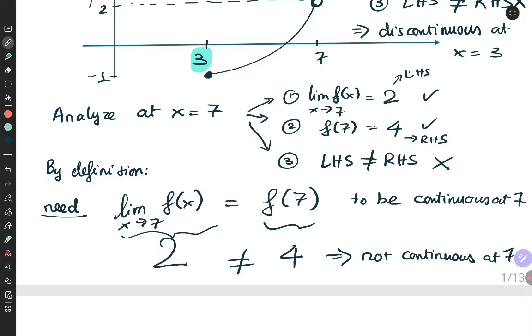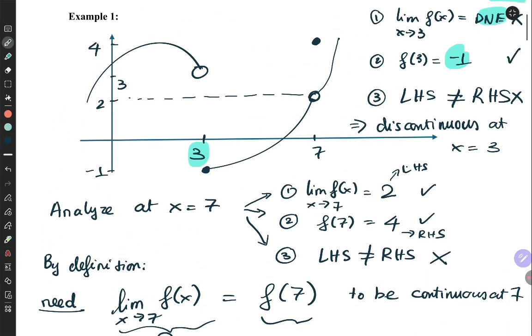Okay, you can also write it this way. Of course, you can also write it this way. But usually I break it down into 3 conditions so that it's easier to analyze. Yes, you can write it this way. It's just one single line. Why on the right hand side is there 4 and not 2? Oh, f of 7. Okay.